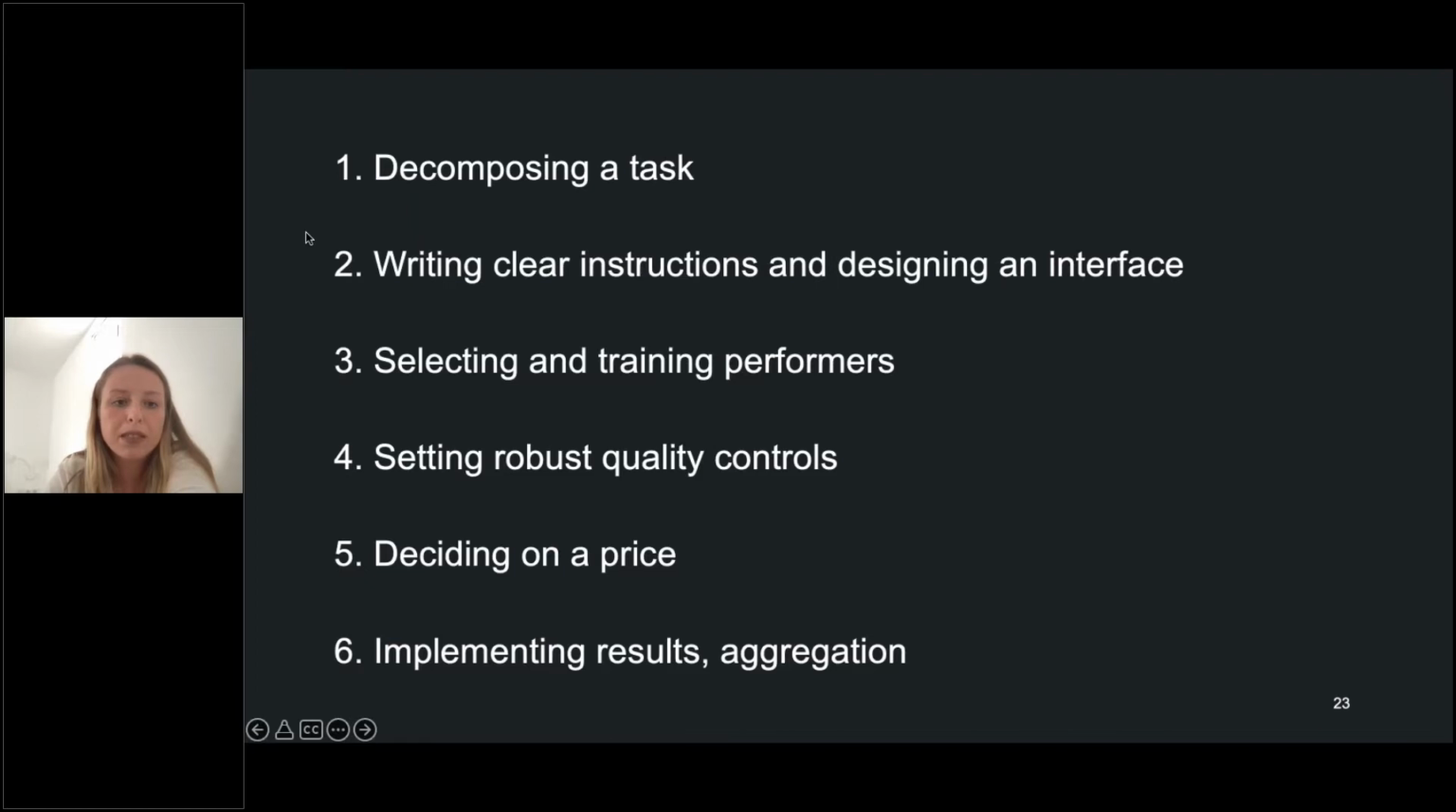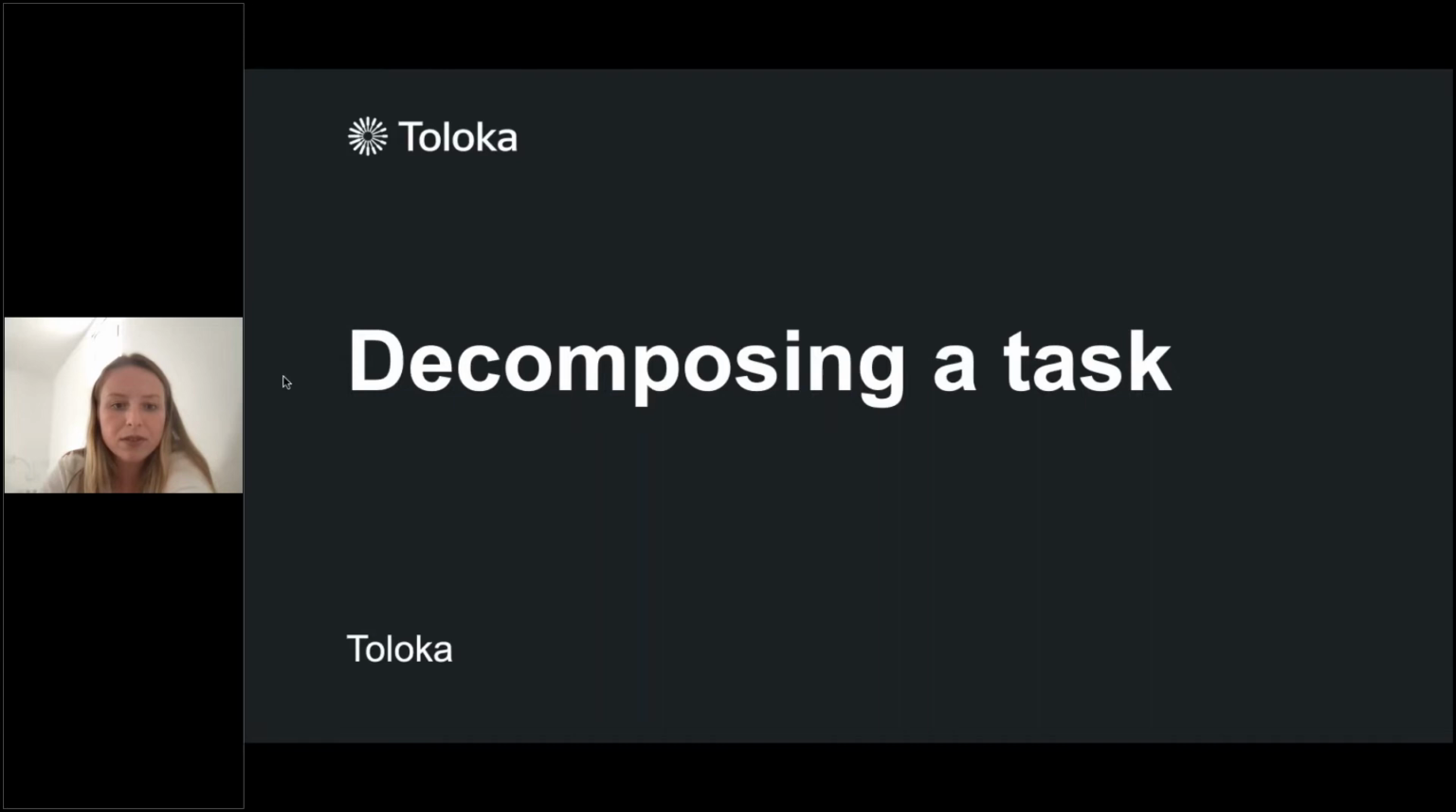Usually the task needs to be broken into smaller pieces. The second step is writing clear instructions and designing interfaces. Then we have to focus on selecting and training performers. After this, we should focus on quality controls. Also, we should focus on choosing the price. At the end, we should aggregate the results. And we will talk a bit more in detail about each step of this pipeline in the following slides. So let's start with the first one, decomposing a task.